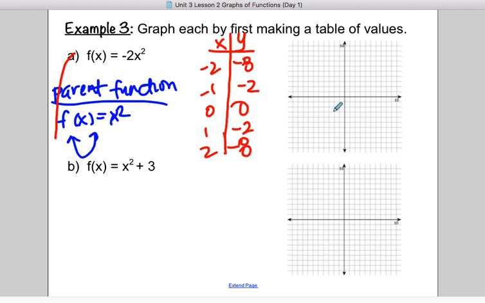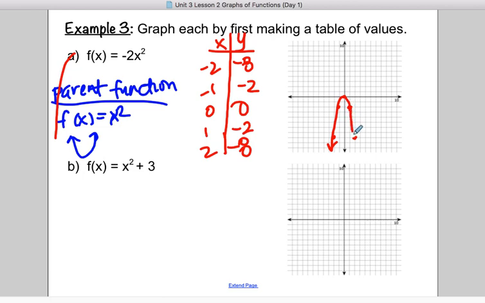I think I counted that out right. Yep, okay, negative 2, negative 8. Then I have negative 1, negative 2, and then I have 0, 0, 1, negative 2, 2, negative 8. Okay, and then it should be U-shaped. It's a parabola. Make sure it's U-shaped.